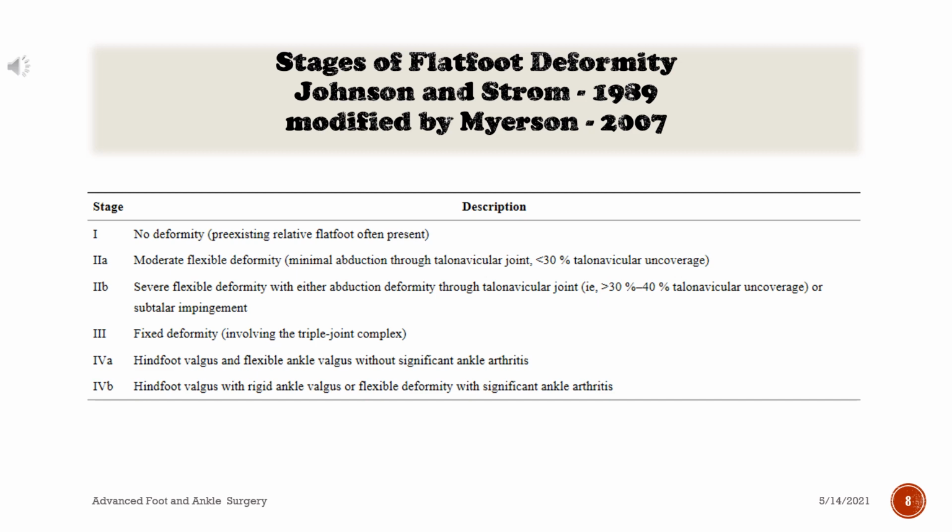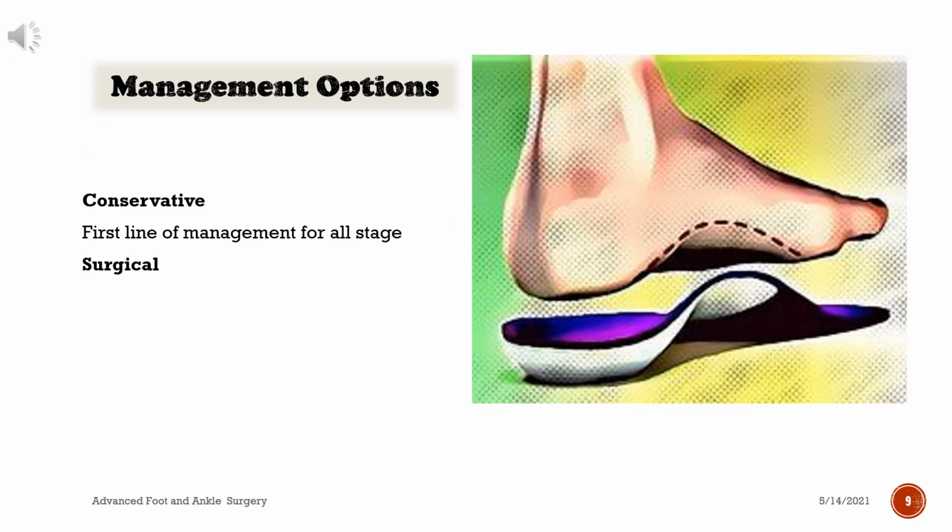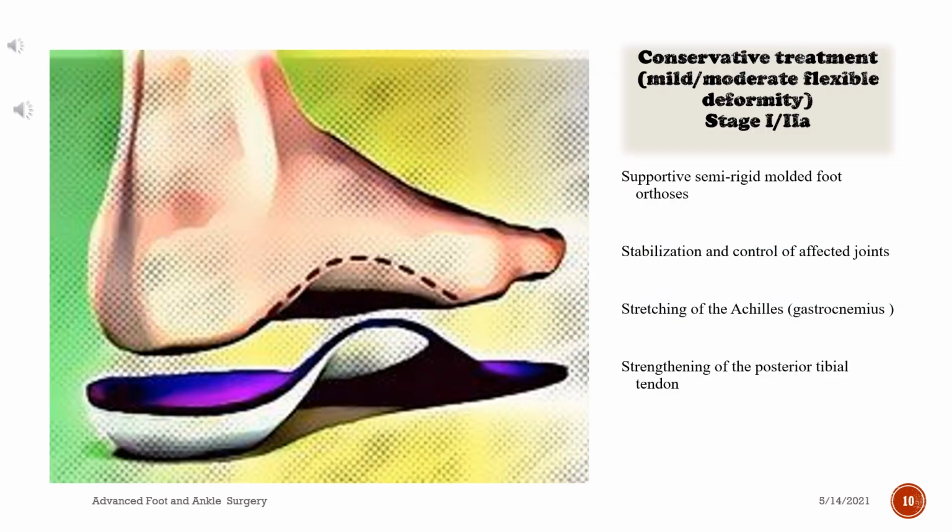Modified by Meyerson, 2007. Management options. Conservative management is the first line for all stages. Surgical. Conservative treatment for mild to moderate flexible deformity, stage 1 and 2A: supportive semi-rigid molded foot orthoses for stabilization and control of affected joints.